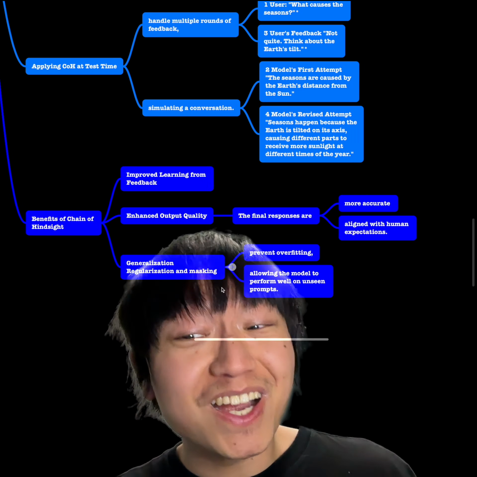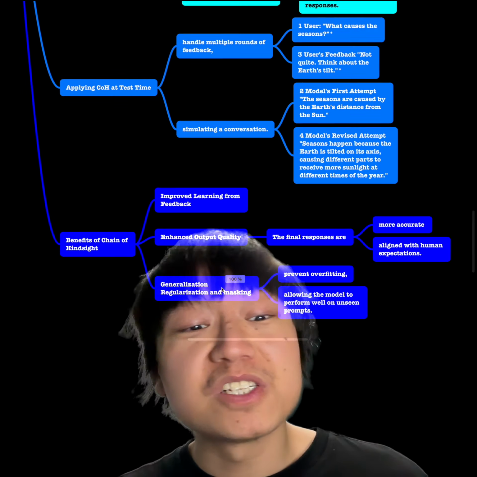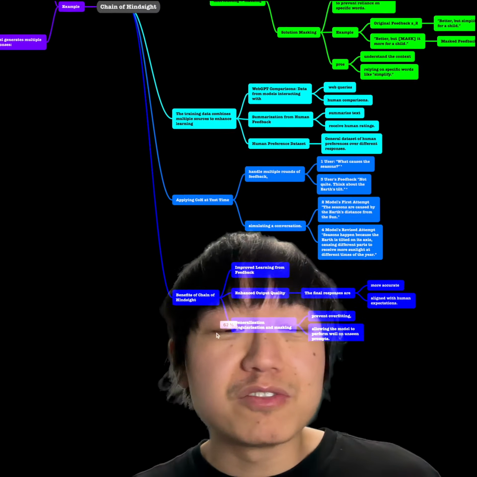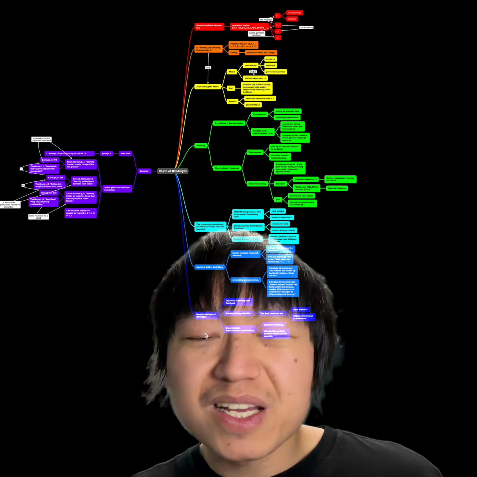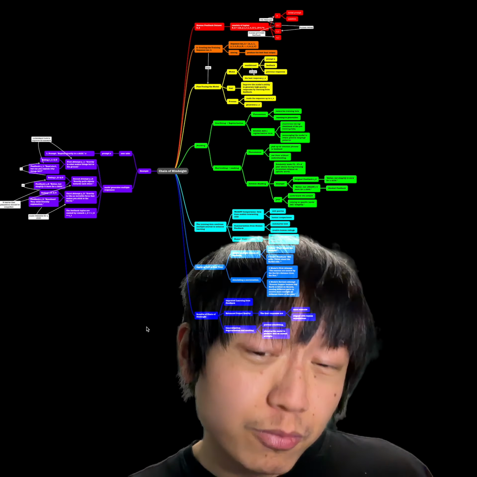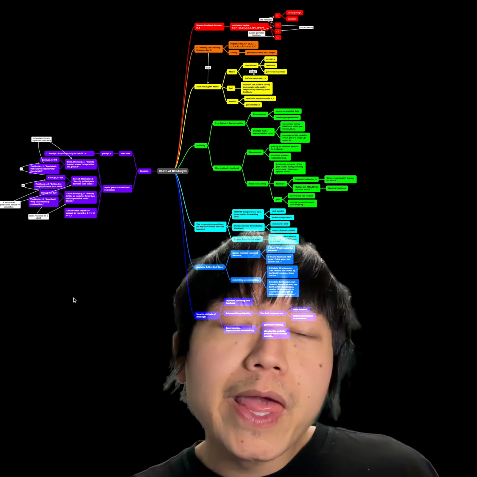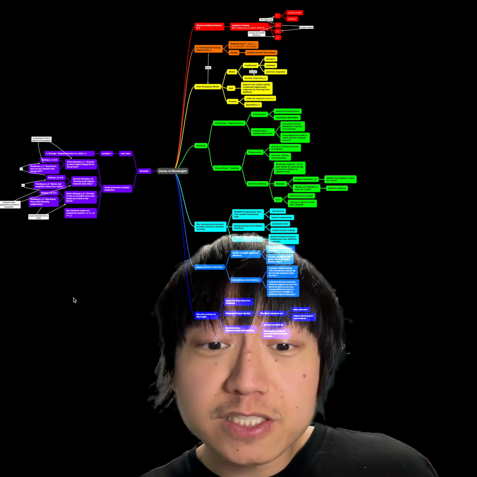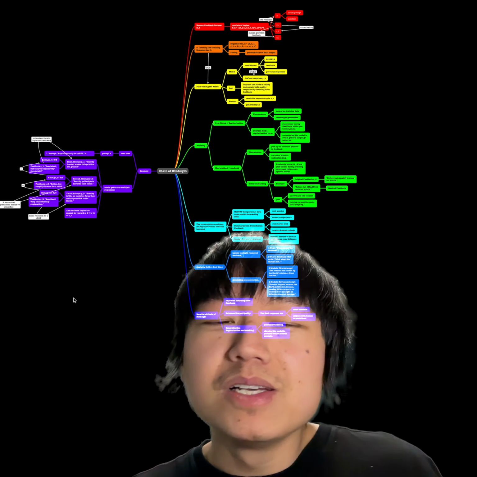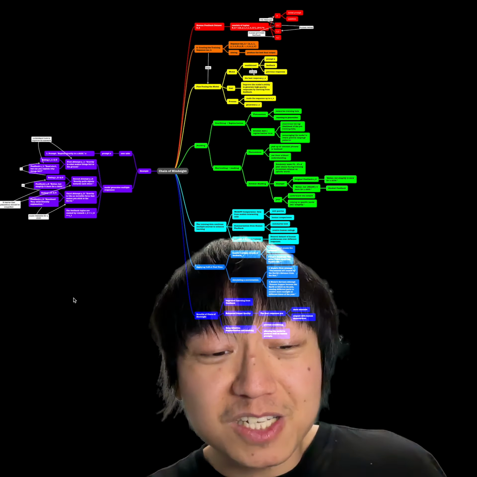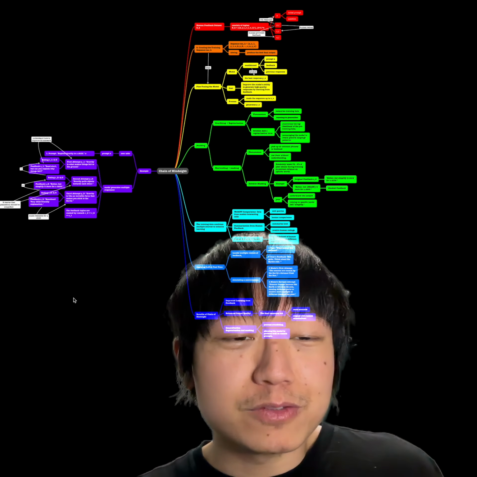So the chain of hindsight method trains the language model to improve its responses by learning from a sequence of its past outputs and associated human feedback. So by incorporating the concrete examples, the masking techniques and diverse training data, this model becomes adept at producing high-quality, contextually appropriate responses.